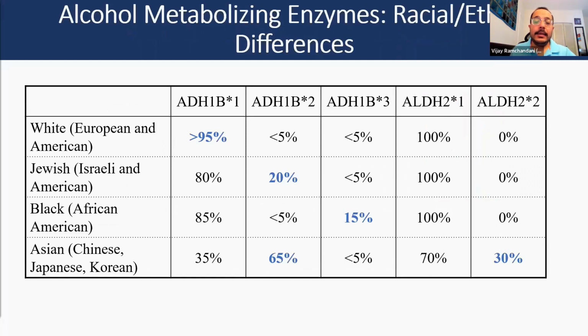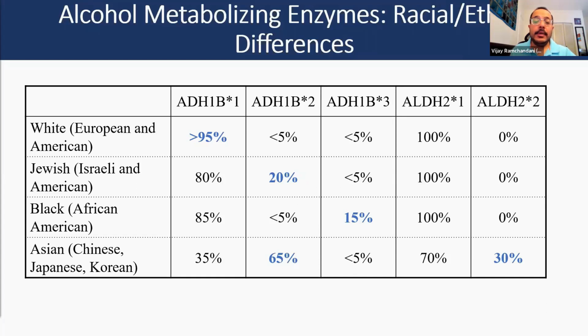As you can see here in this chart, while the white European American populations predominantly have the ADH1B*1 form, the common variant, in Jewish populations, it is the ADH1B*2 variant, which is present in about 20% of individuals. And in Black African American populations, about 15% of them carry the ADH1B*3 variation.